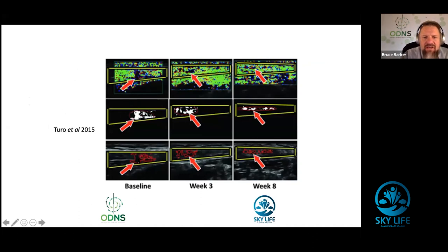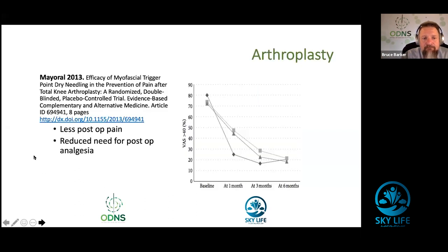The two images beneath that just enhance that picture to say where the abnormal signals are. As we go from left to right, you can see how that abnormal signal, the dark patch, becomes smaller and smaller as you get to week 8. So repeated needling in this case, and you can see how the trigger points become smaller. They become less active. They become far less symptomatic for the patients. Not just the patient saying, "Ooh, I feel better," but on an objective, measurable basis. That's an elastography, Turo 2015.